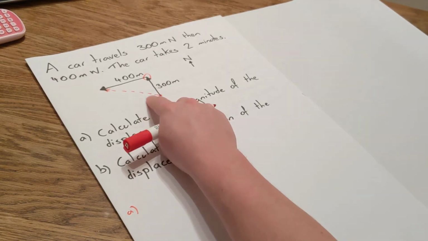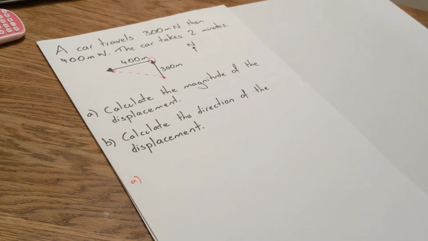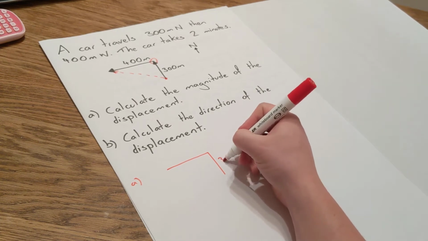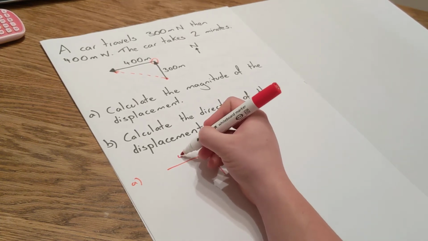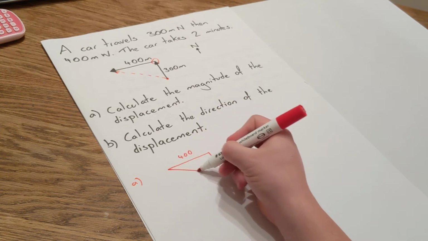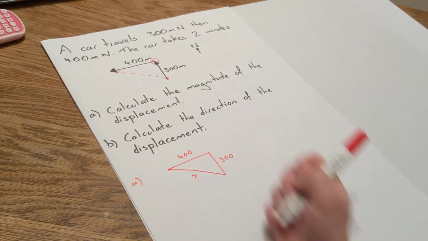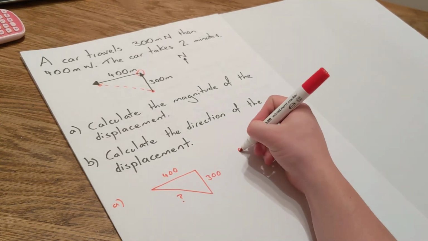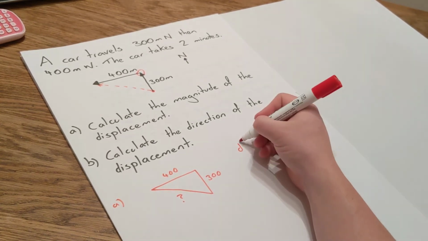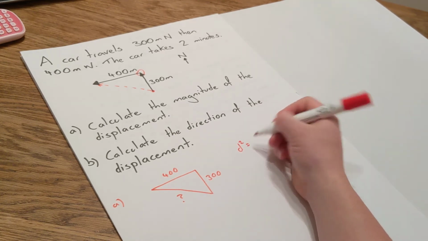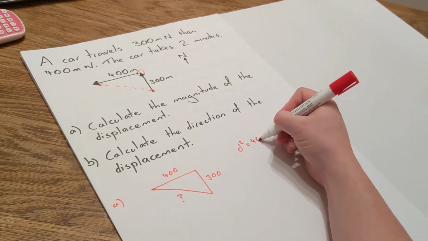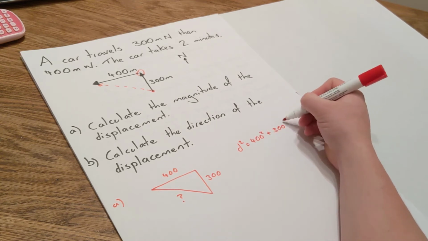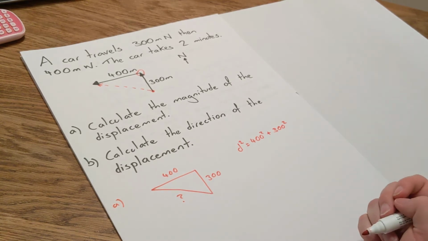The way we're going to work this out is using Pythagoras. So let's draw out that triangle. We know this one is 300, and we know this one is 400, and we're trying to work out this side here. So for Pythagoras, this side squared, we'll call it d for displacement, equals this side squared, so 400 squared, plus 300 squared.